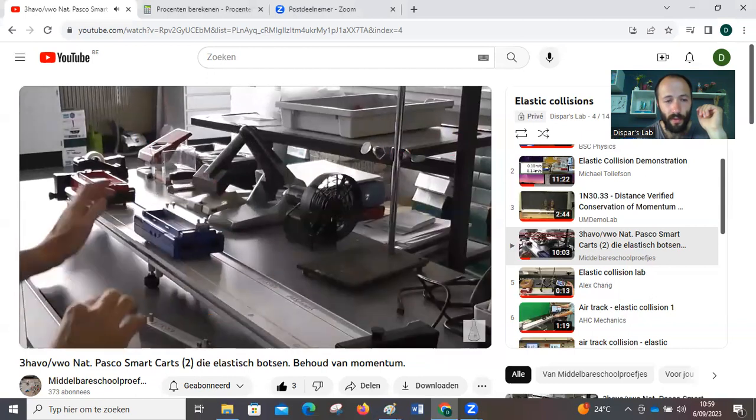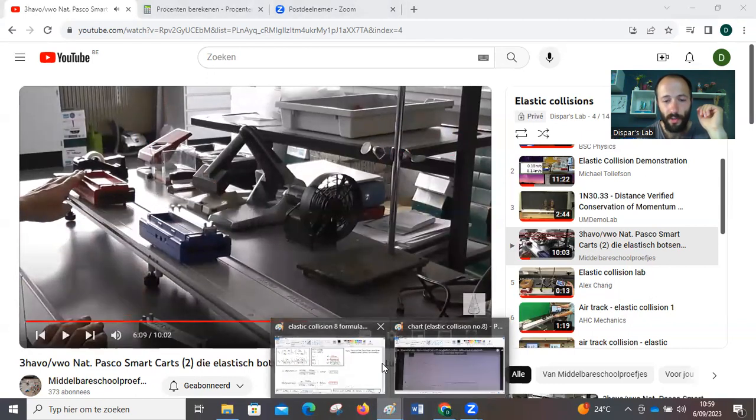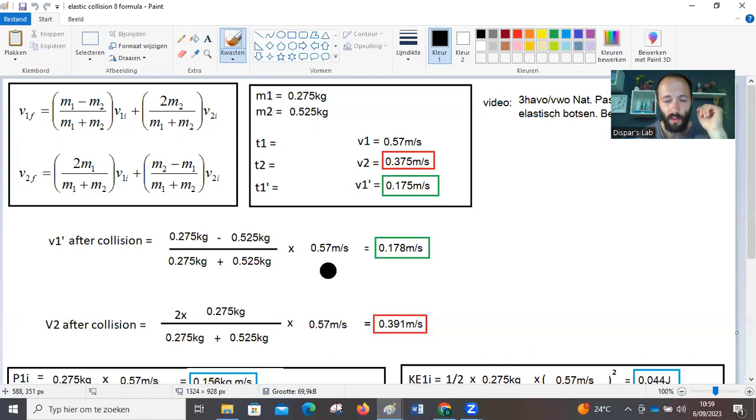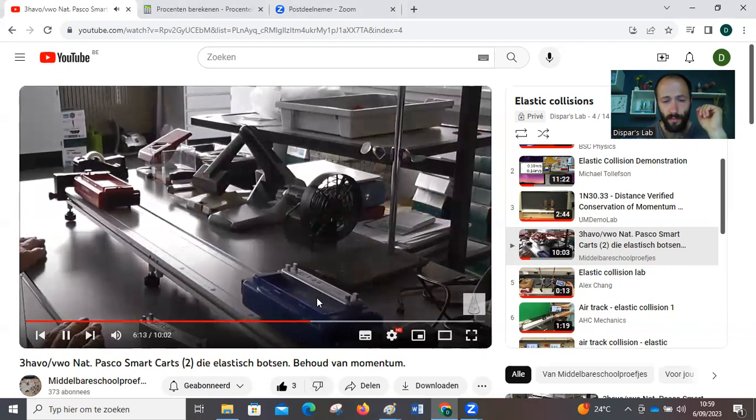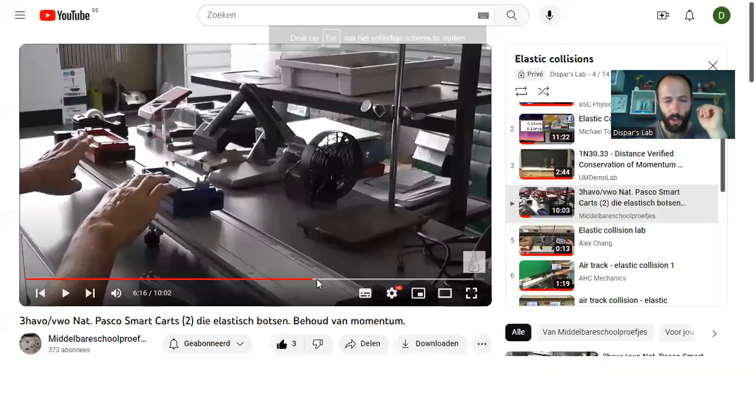So a bar of 250 grams. So we have mass 2 is going to be 525 grams. Okay. There we go. Then it's going to show the chart.